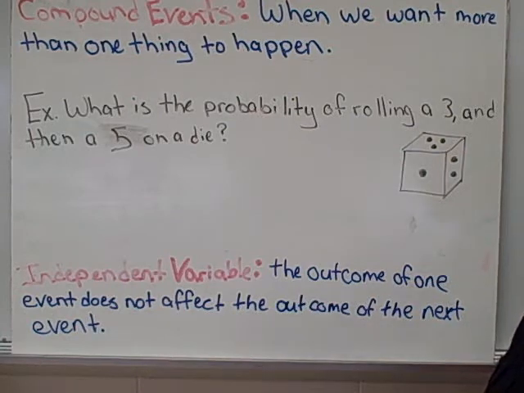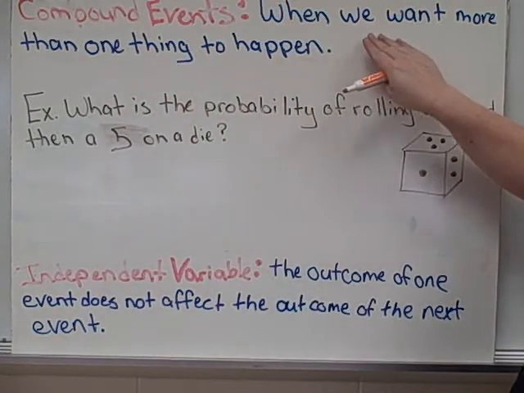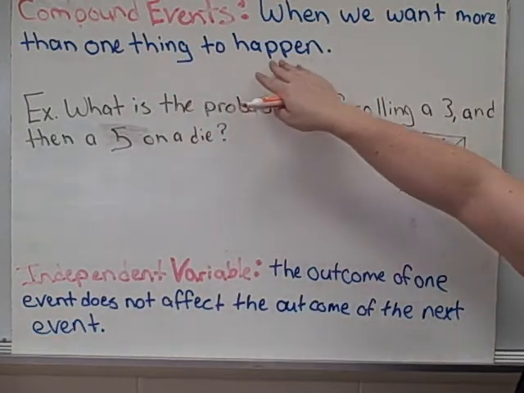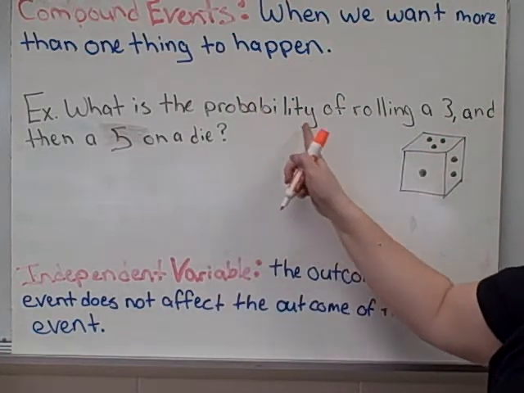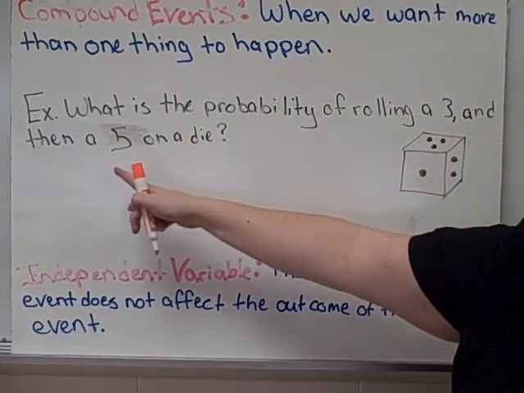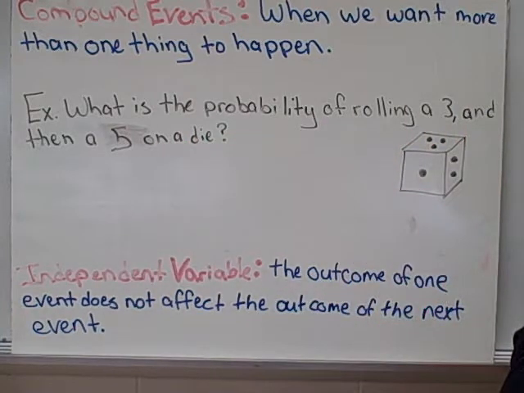Welcome to probability of compound events and area probability. A compound event is when we want more than one thing to happen. For example, what is the probability of rolling a 3 and then a 5 on a dice?